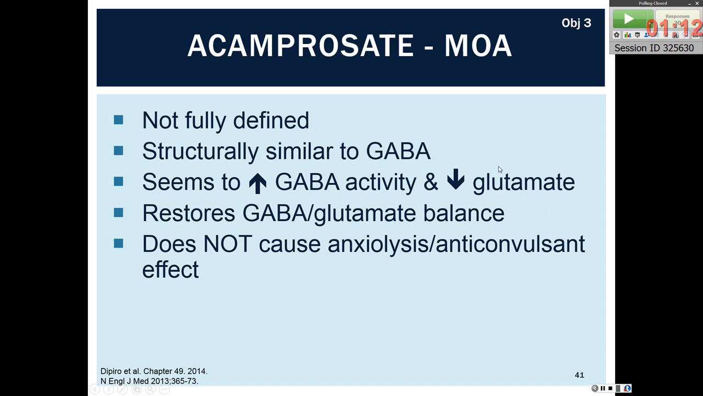However, despite doing these things that it maybe allegedly does, this is literally like how their scientific papers are written, that it's like maybe doing these things. It does not cause any anxiolysis or have any anticonvulsant effect.